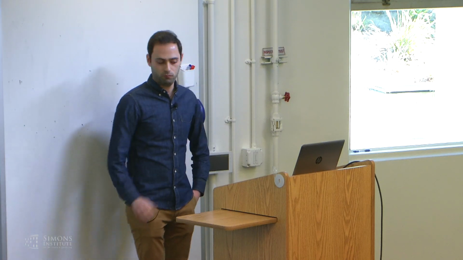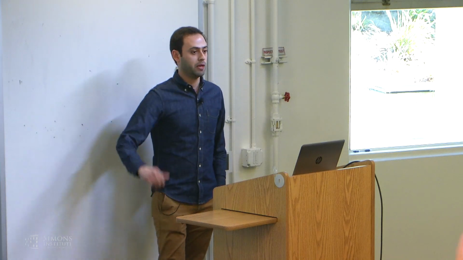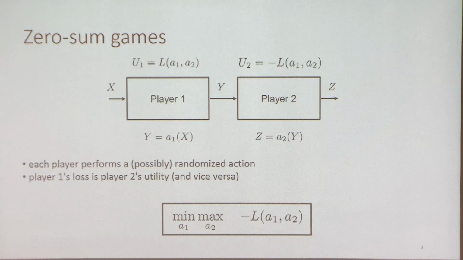All right, so to start, I'm going to essentially just overview zero-sum games, just two-player zero-sum games. Here you have 2 players, and player 1 goes first, makes an action. This is potentially a randomized action. And then based on the outcome of player 1, player 2 makes a randomized action. And then the utility of player 1 is the loss of player 2 and vice versa. This is kind of what makes it a zero-sum game. And you can capture this via a minimax optimization problem.